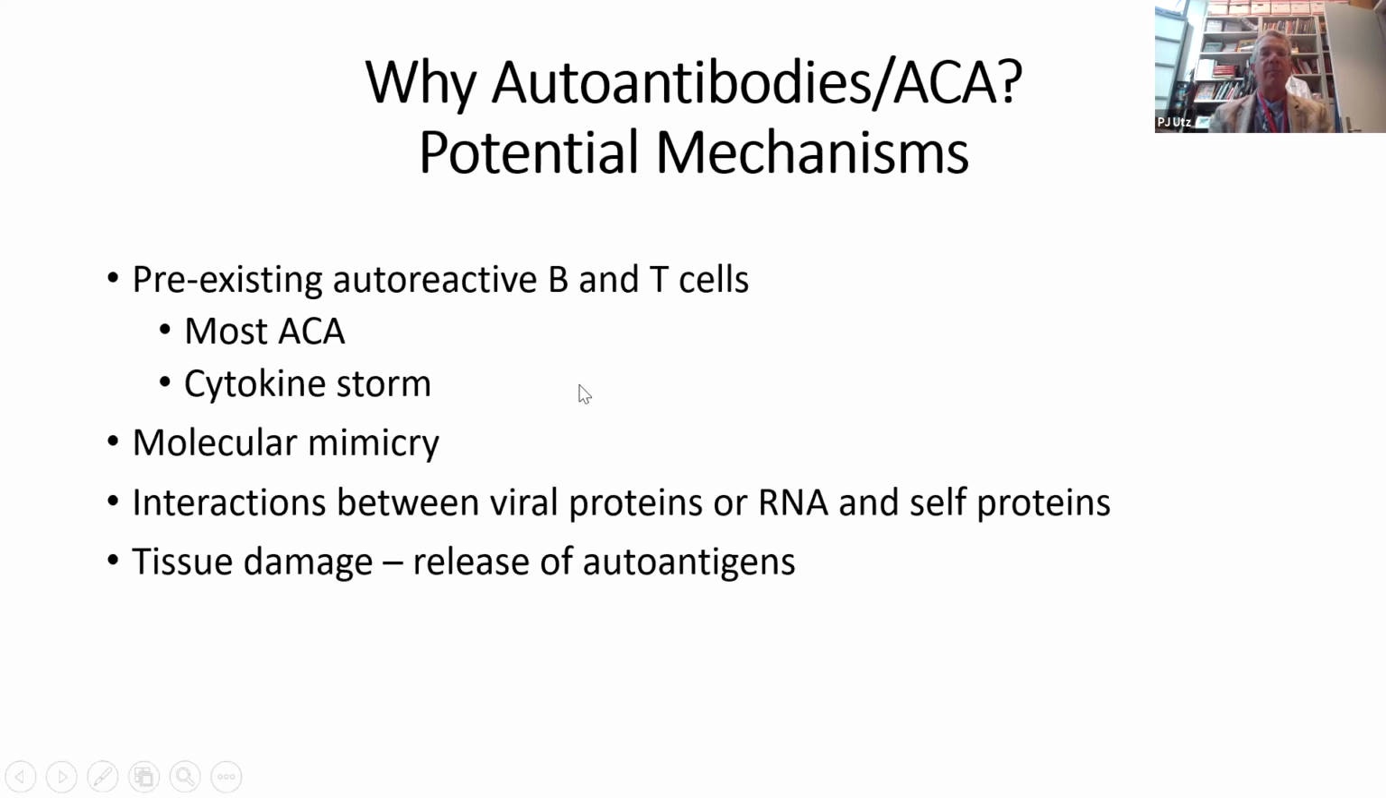So what are the mechanisms? I don't have time, as I want to make sure I leave time for questions. For sure, there are some patients with pre-existing autoreactive B and T cells and their cytokine storm. We think that there's probably molecular mimicry in which there are proteins in the virus that look like our self proteins, and there's cross-reactivity. And then there are some other mechanisms that we're also exploring.